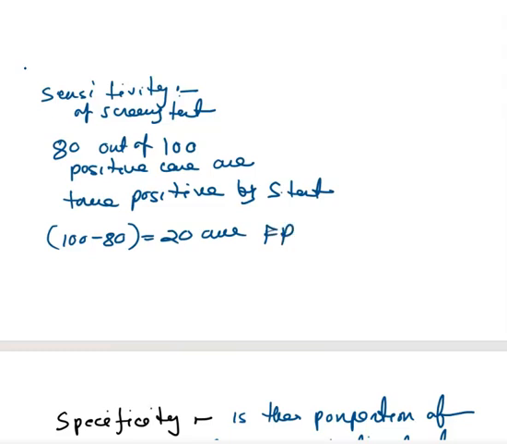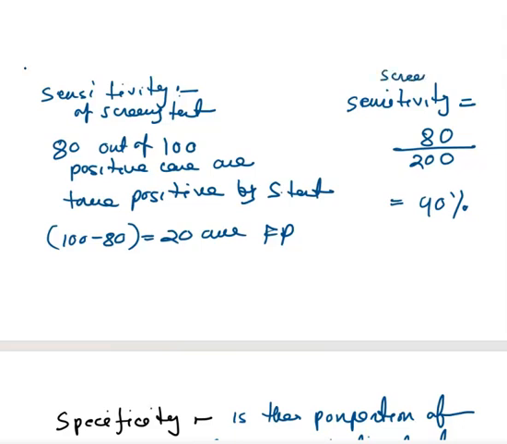So the sensitivity we can measure would be the true positive result detected by the screening test divided by the actual true positive result. That is 200. So by doing this calculation, we can find the result as 40%. So our screening test is only 40% sensitive.